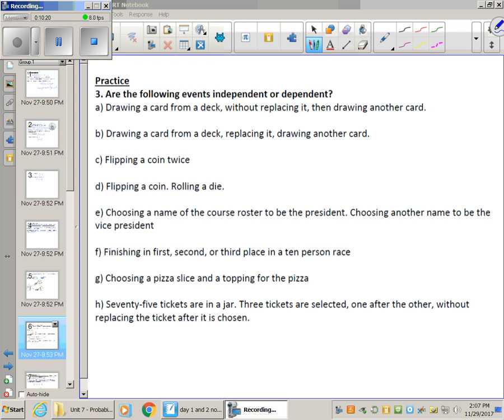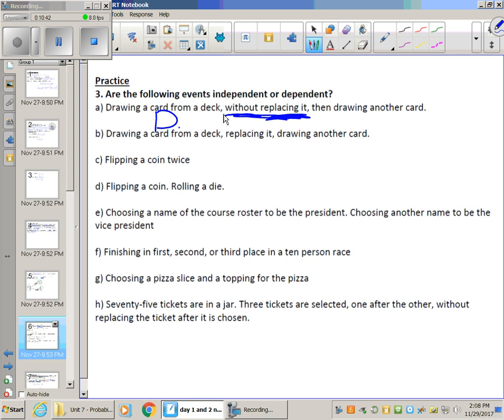Let's look at A. It says drawing a card from a deck without replacing it, then drawing another card. If I'm drawing a card from a deck of cards and not replacing it, then my probability of selecting another card changes. They are dependent on each other. Keyword, without replacing it. Dependent.